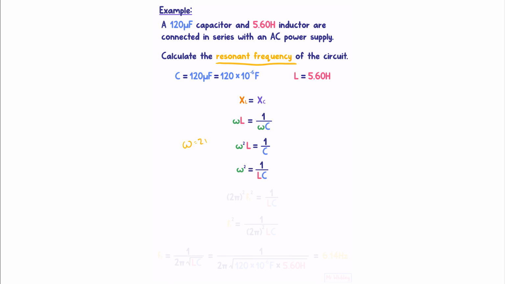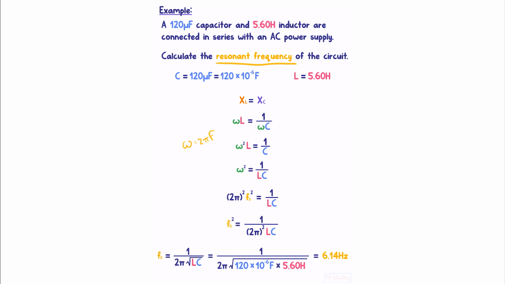And now, since we know that omega is 2 pi f, we can make that substitution, where I've separated out the 2 pi squared and the f squared, dividing both sides by 2 pi squared. And now if we square root both sides, the square root of 1 is 1, the square root of 2 pi squared is just 2 pi, and we're just left with the square root of LC. Putting in our numbers gives us 6.14 Hz.